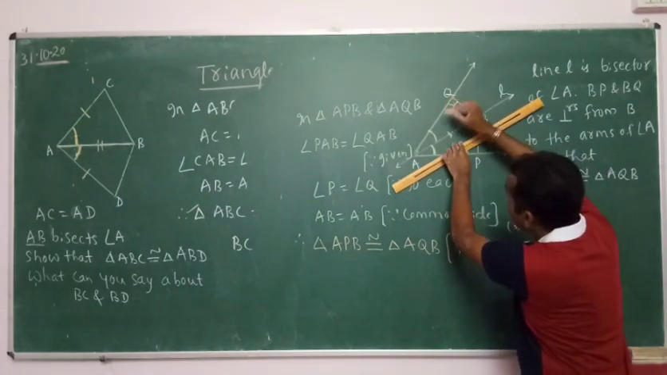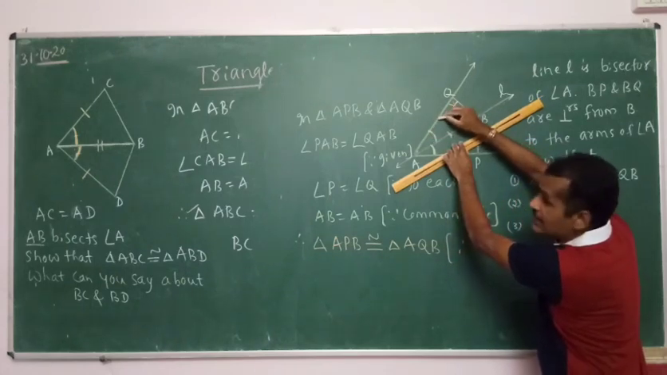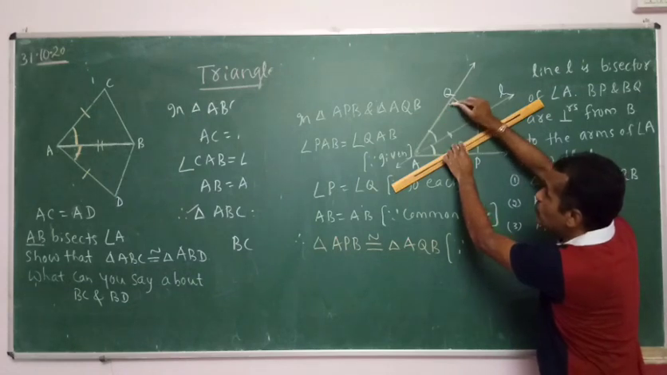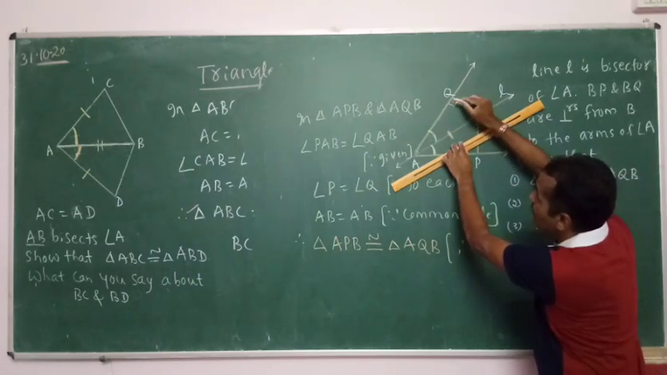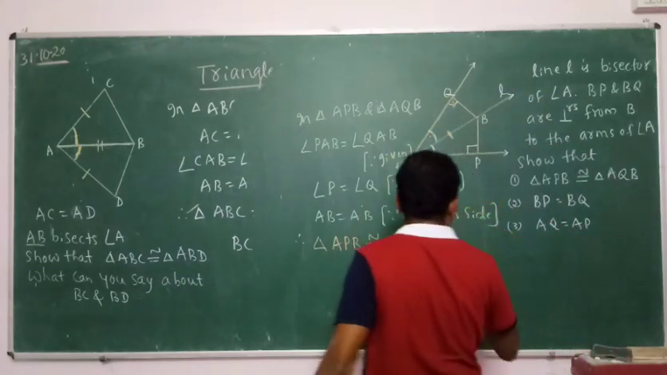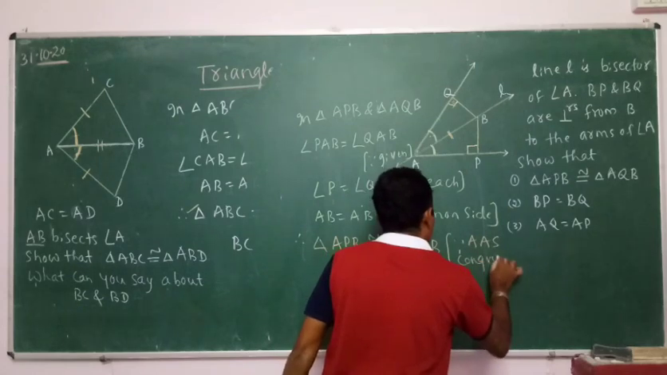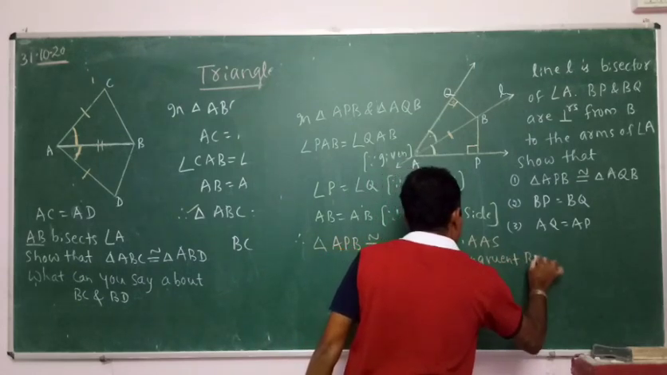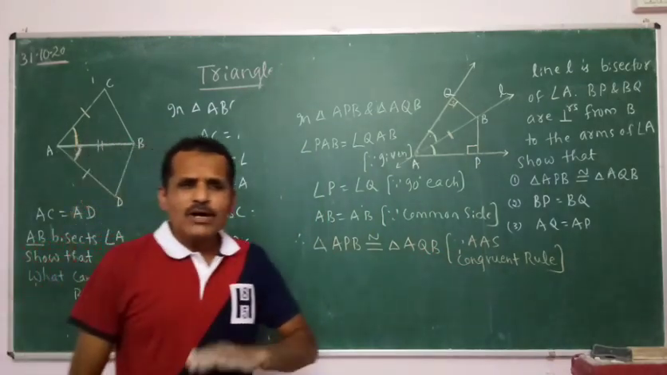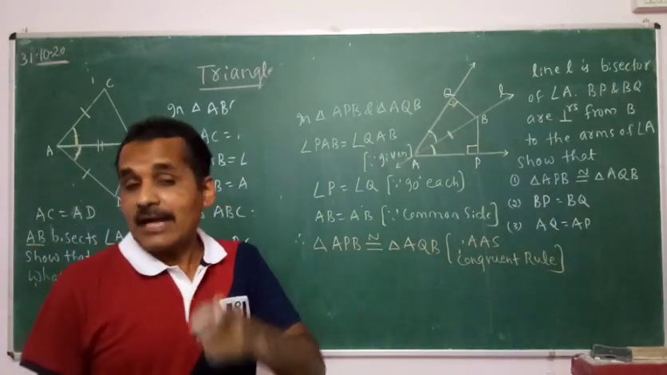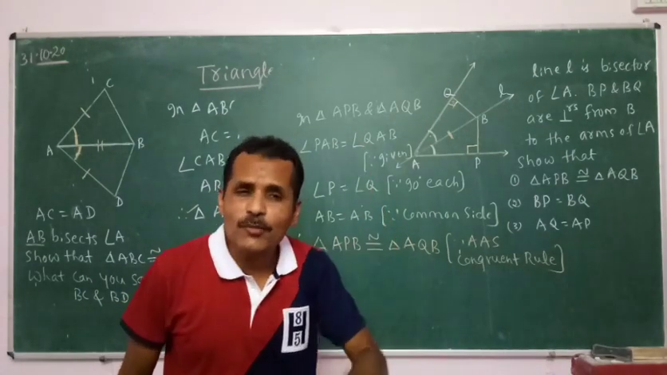So, two angles and a non-included side. If this is there, it means we have the included side of these two angles. These two angles and this side mean a non-included side. So AAS, because of the AAS congruence rule.